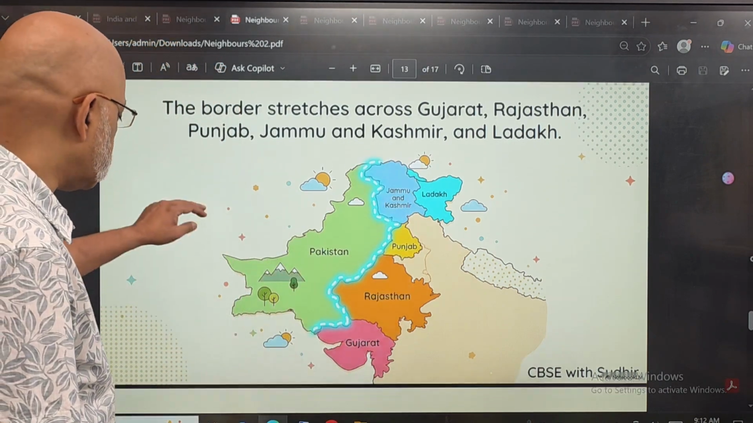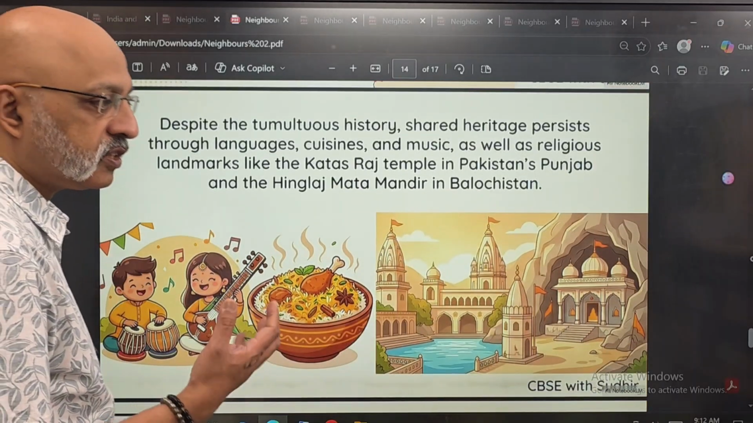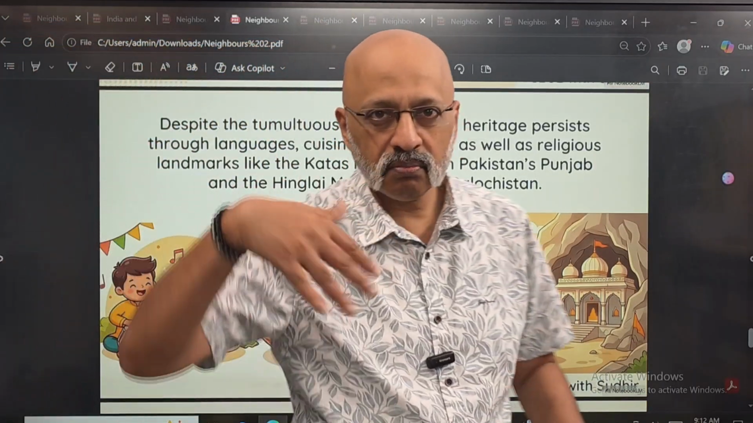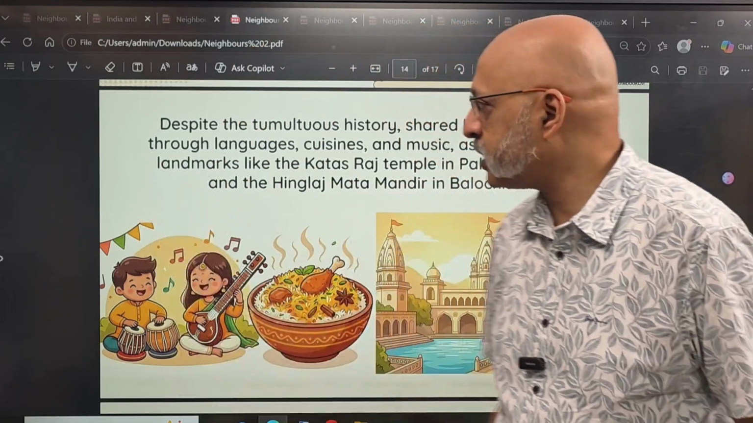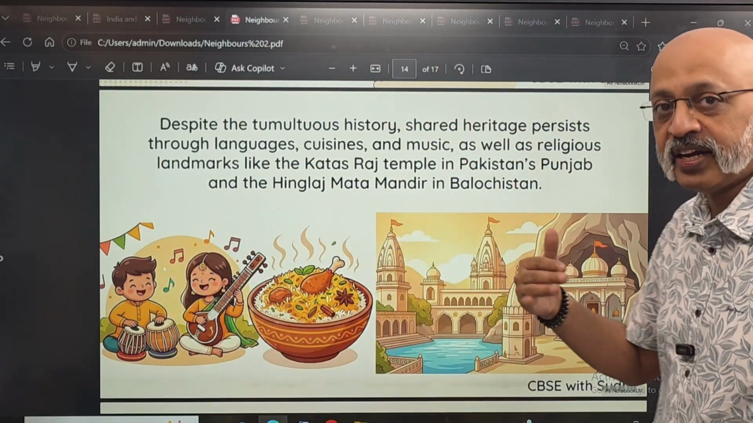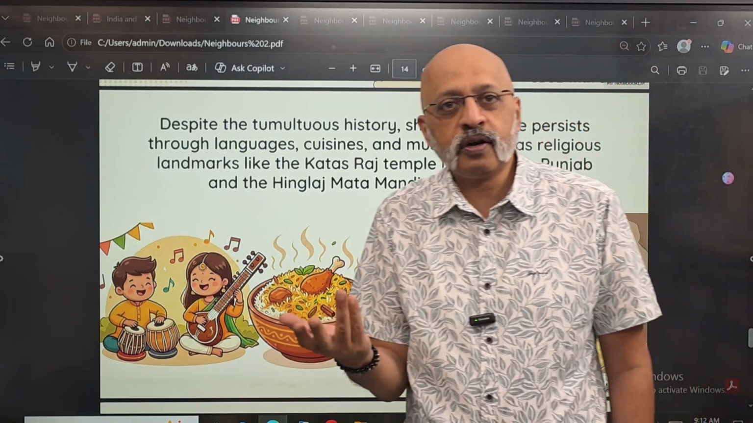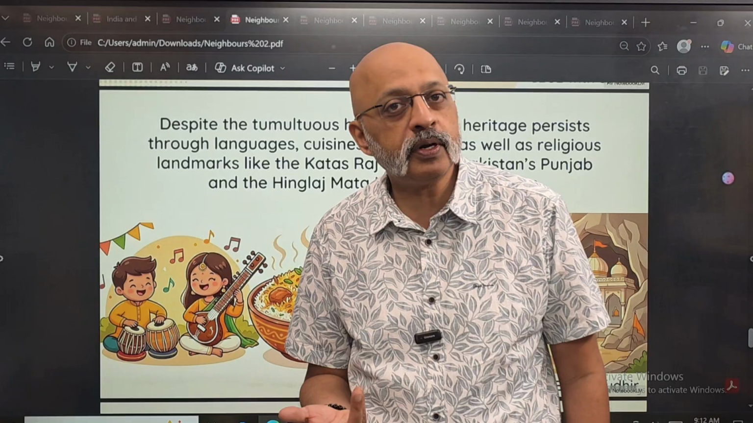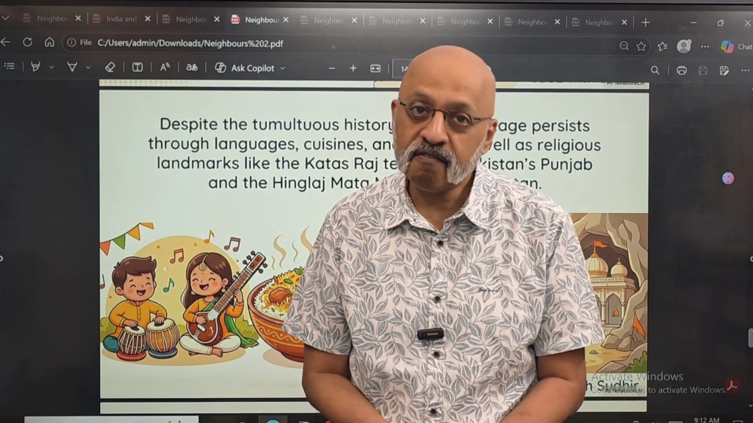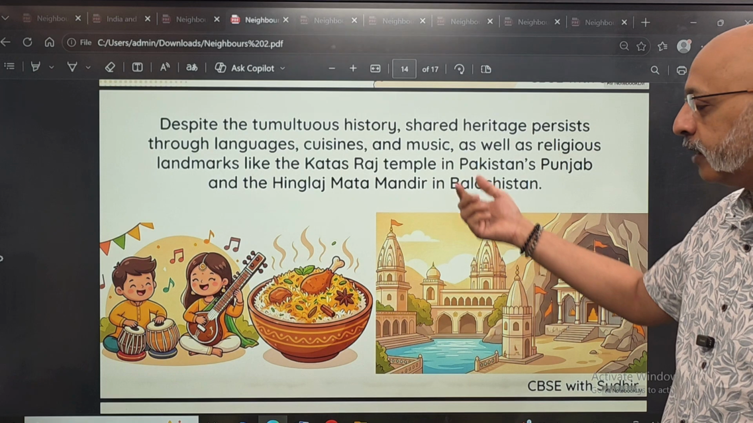Okay, so this is essentially the border between India and Pakistan. Despite the tumultuous relationship that has seen various ups and downs, there is shared heritage. If you go to Pakistan, you will realize that they speak the same language, the same kind of Hindi mixed with a bit of Urdu. You can understand it very easily, right? Through languages, cuisines, and music.